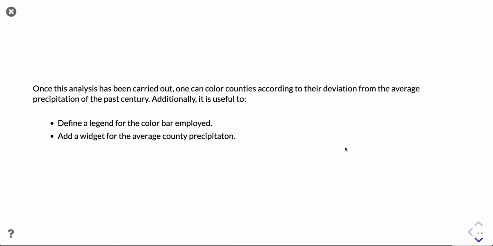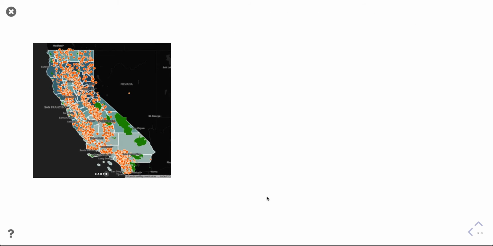Once this analysis has been carried out, a color scheme has been selected for the visual encoding of the fill color of each county, and a legend with a color bar has been defined to clarify the range of values employed in this color scheme. Lastly, a widget for the average county precipitation has also been included. This is the result of the color encoding according to the anomaly in average annual precipitation per county.